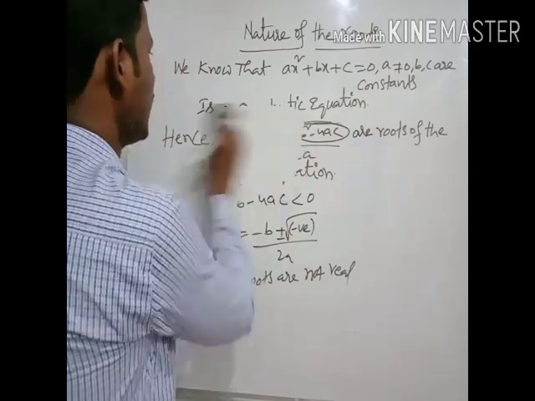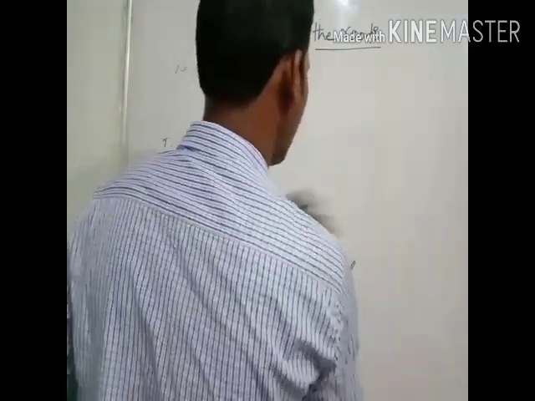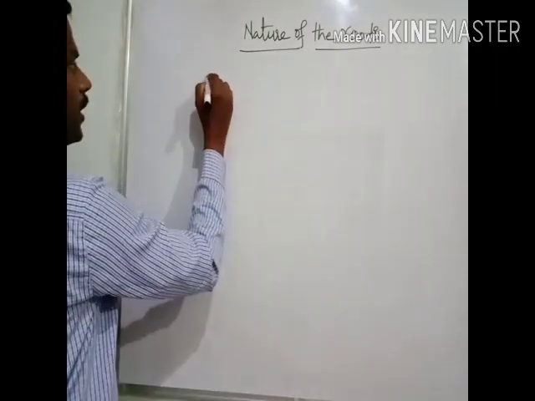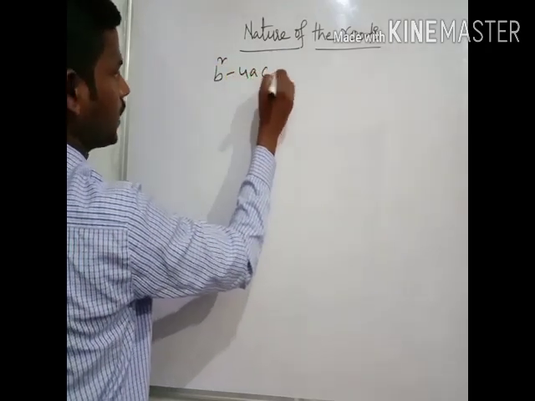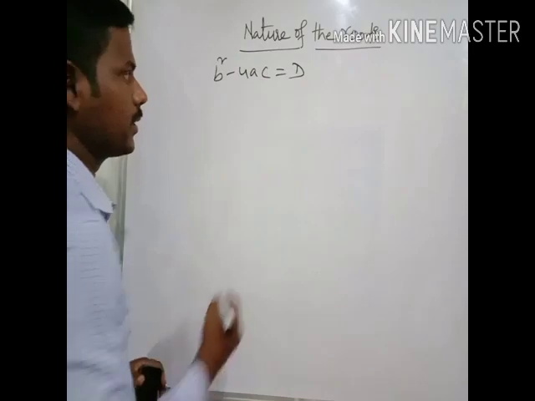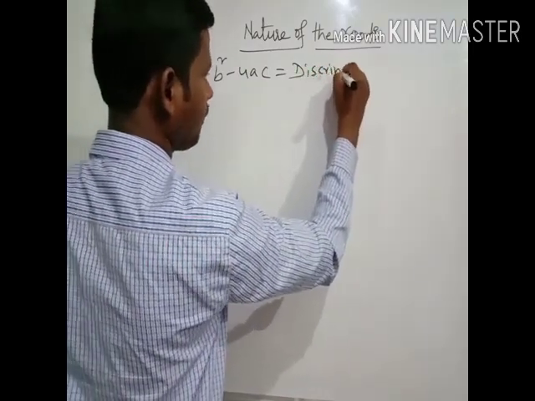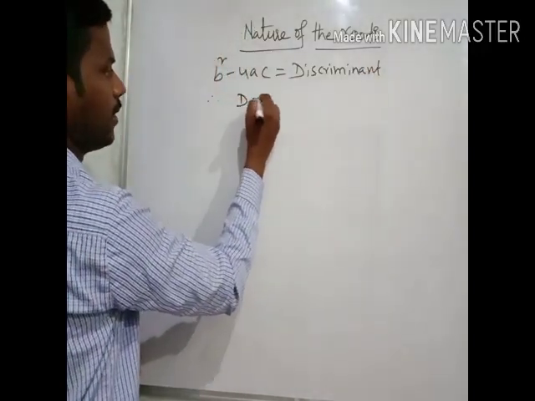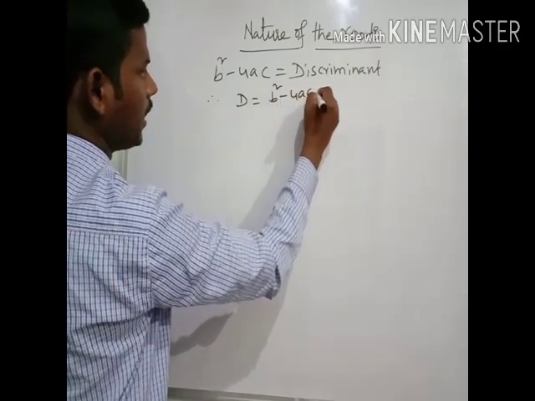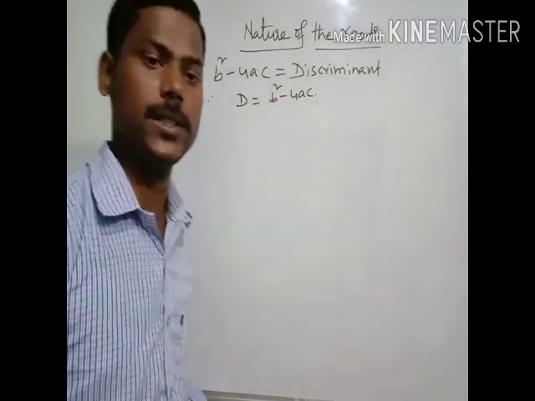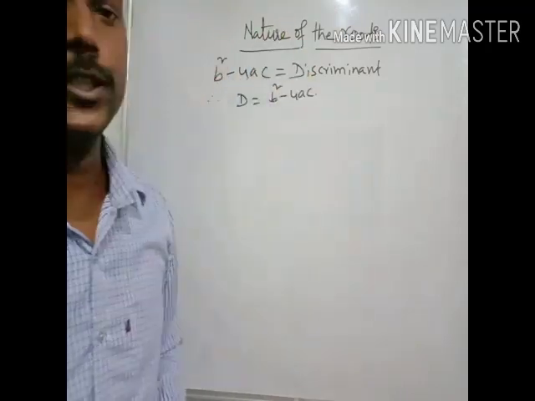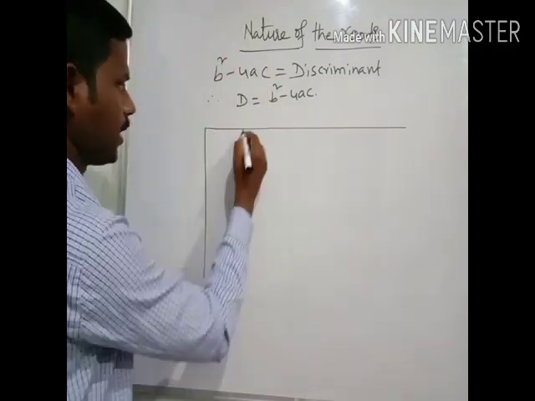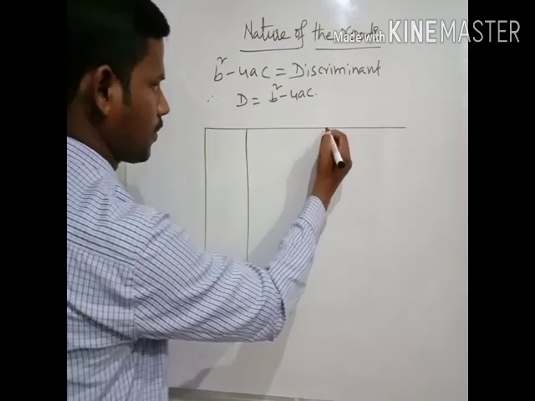So now we already learned, b² − 4ac is called what, children? Discriminant. Okay children. So we know that b² − 4ac is equal to D, the discriminant. The discriminant is generally represented by D. D = b² − 4ac. So based on this D value, we can define the nature of the roots. I will draw a table here, children. Okay, see here. See, all of you.